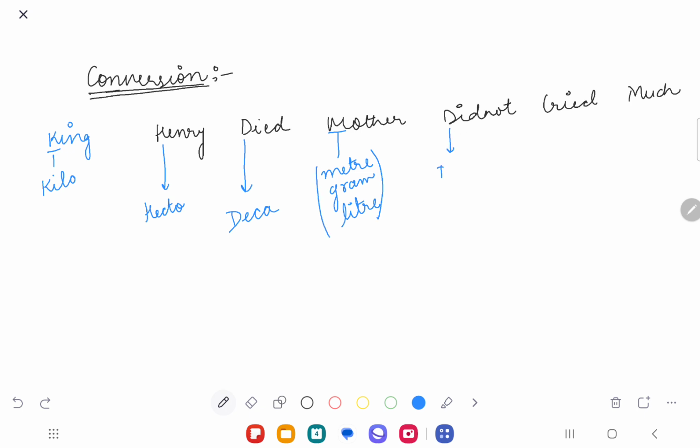This D here stands for deci. This C here stands for centi. And this M right here stands for milli. Now these are what? These are my prefixes.